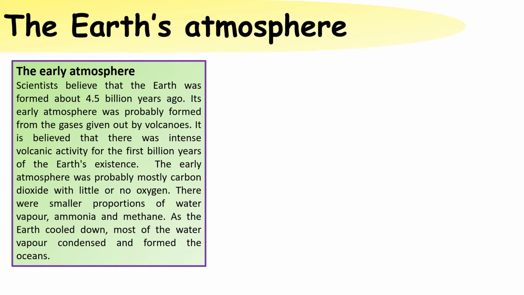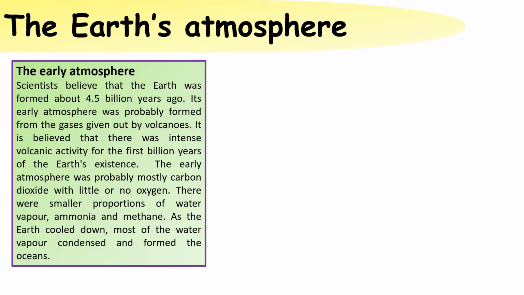The Earth's atmosphere surrounds the crust and is what we breathe. The Earth's early atmosphere is believed to have formed about 4.5 billion years ago. Its early atmosphere was probably formed by the gases given out by volcanoes. It is believed that there was intense volcanic activity for the first billion years of the Earth's existence. The early atmosphere was probably mostly carbon dioxide with little or no oxygen.